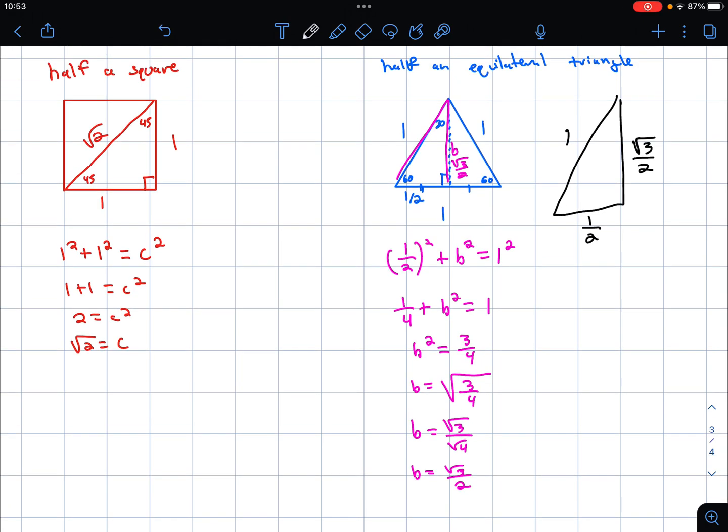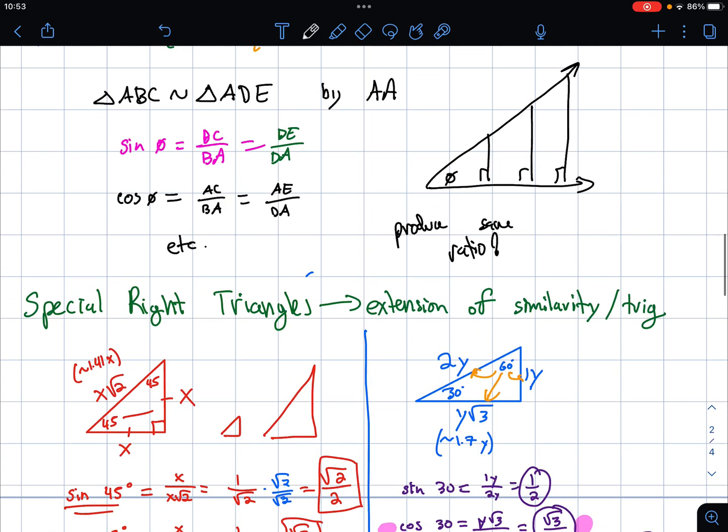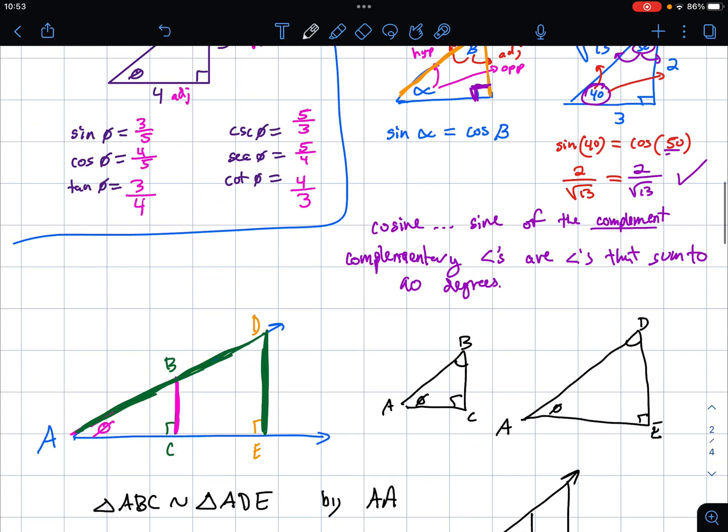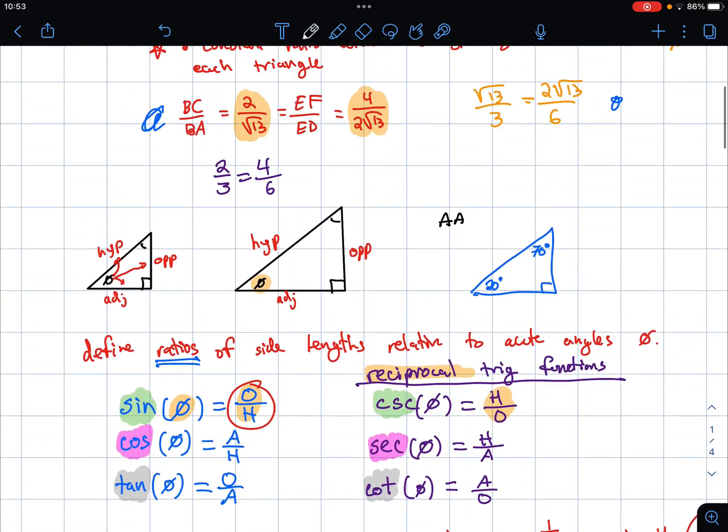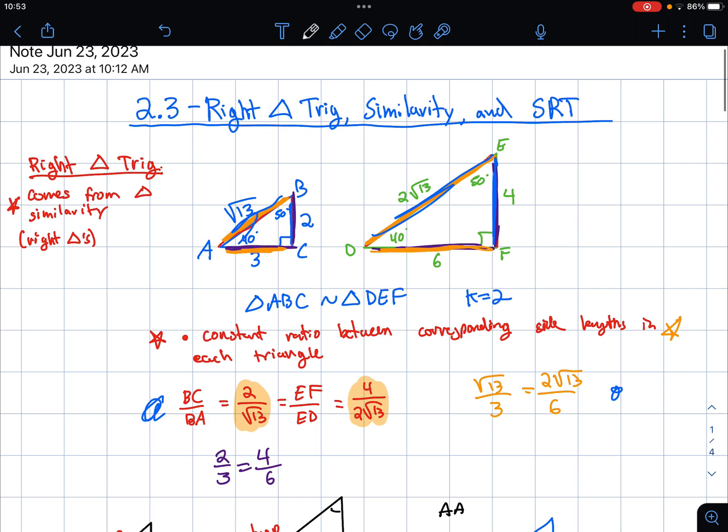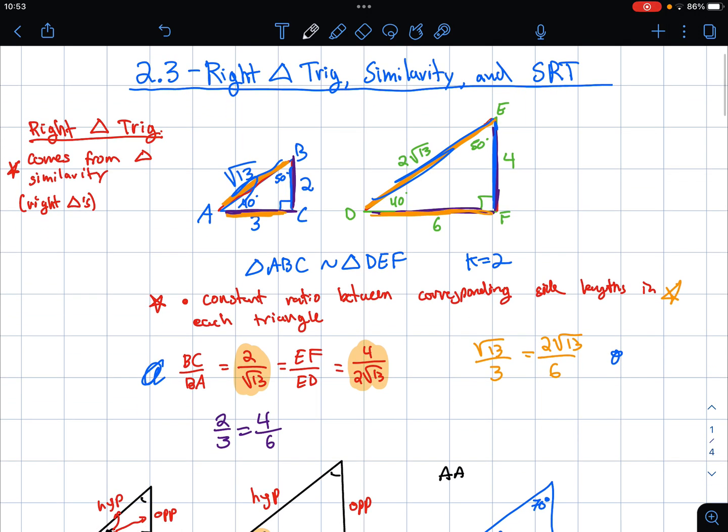Again, equilateral triangle, very important shape, has many useful applications, and that's why this 30, 60, 90 is really important also. Okay, so hopefully this was a useful review of trigonometry, special right triangles, and how it all relates to similarity. This is really, really important information for your ability to progress through Precalc. So make sure you feel really solid on these fundamentals.